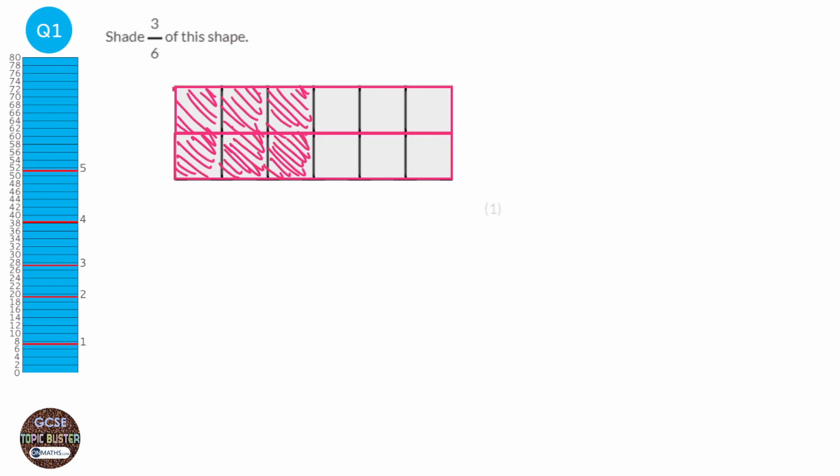And that's our answer. Now you might notice that 3/6 is the same as a half, because we can divide 1 by 3, and so all I need to do is shade in a half. Or you might convert 3/6 into 6/12, and there's 12 squares altogether, so it's 6 of the 12 squares. There's lots of ways of doing this question.